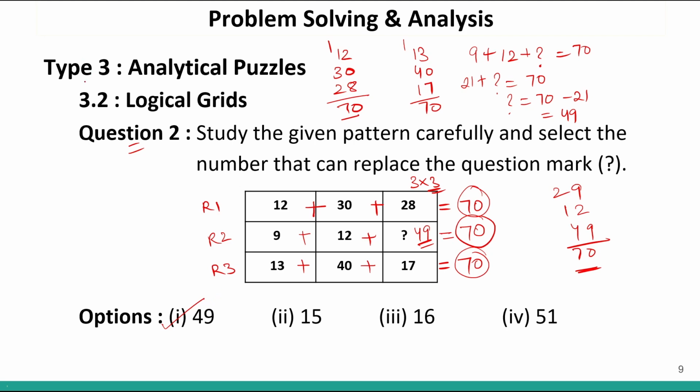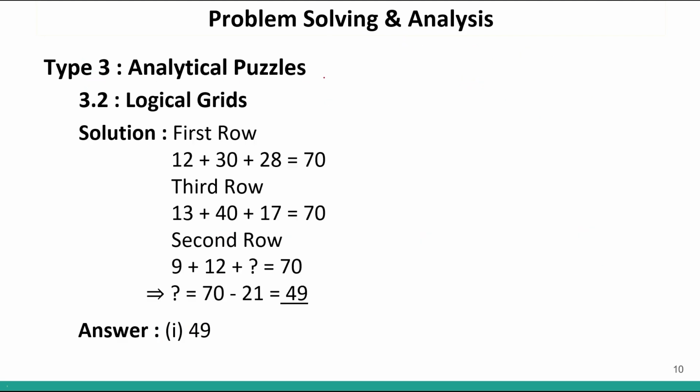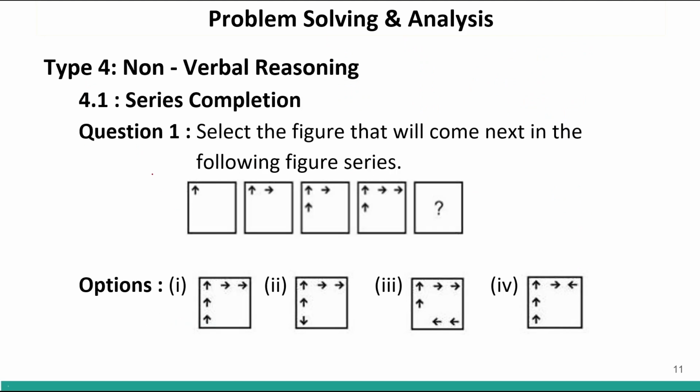So this was type 3. Then we have this, you can see this is the solution. Then we have type 4. Type 4, first is series completion. In series completion, I told you that certain figures are given to us: first, second, third, fourth and fifth. In each figure, something is happening. Some logic is being followed to get to the next figure. Once we identify that logic, we have to find this missing figure as well. This is how you solve questions on series completion.